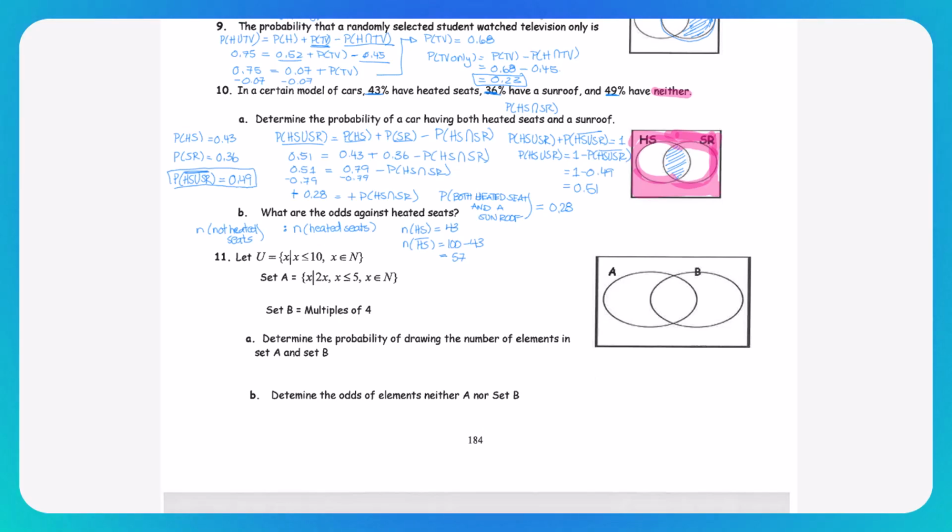So putting this back into our ratio, that would be 57, because that has to be first, because it's the against, not heated seats. Against heated seats. So 57 to 43.